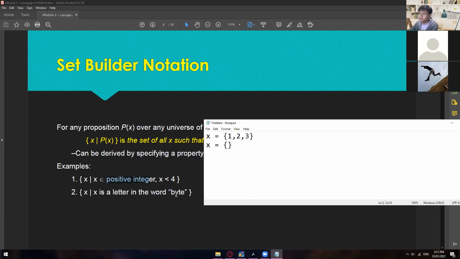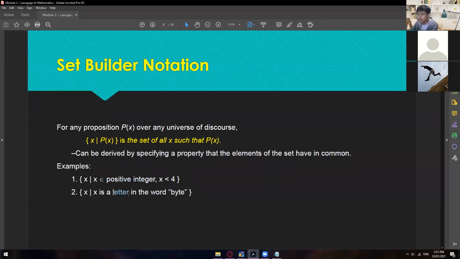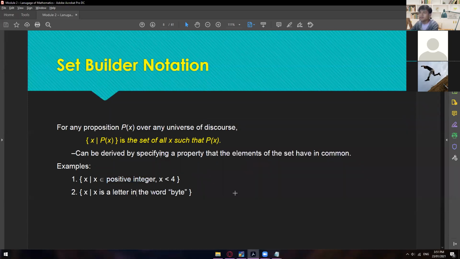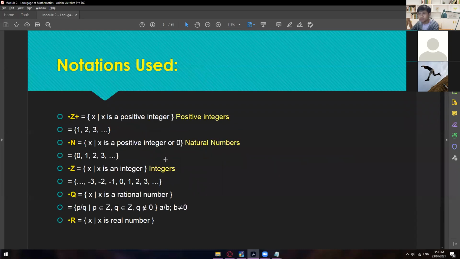In here, we have the word byte. Maybe you could just say B, Y, T, E, because what we're trying to follow here is the letters in the word byte. Which is something like this. All right, so that's how you read a set builder notation, wherein this one is the following values, wherein it's abiding by this proposition.